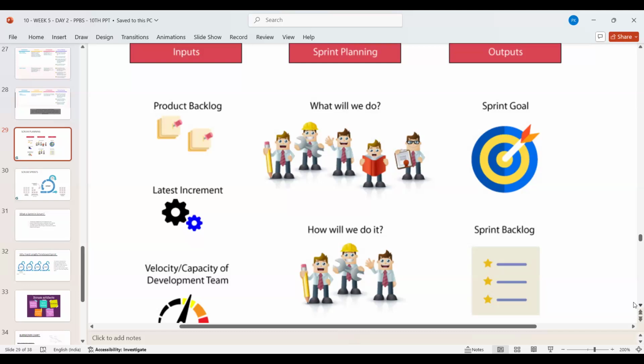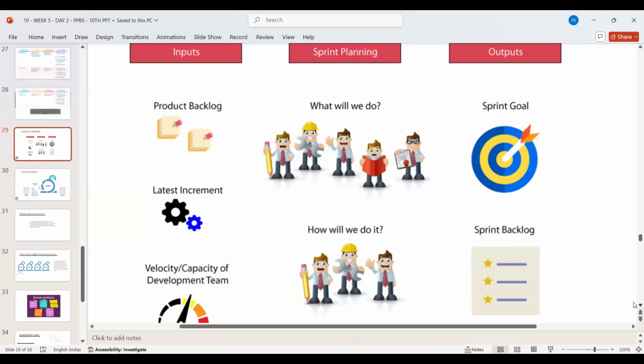And who prepares product backlog, guys? Product owner. Yes, product owner. Perfect. So product owner is the person who is solely responsible for creating and managing product backlog. So we need to have a ready to be used product backlog with us first and foremost. And next, latest increment.